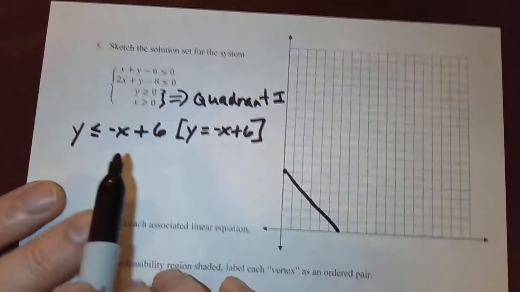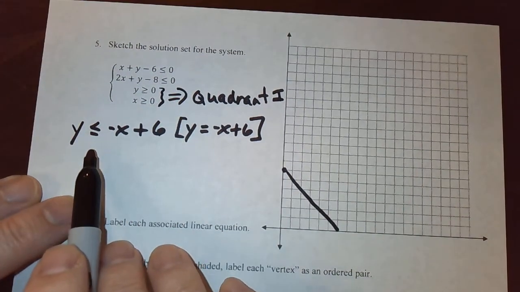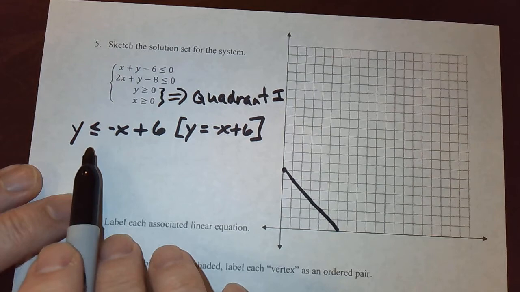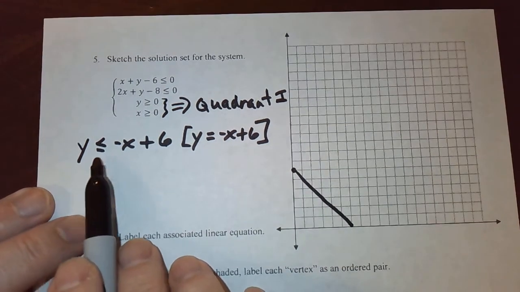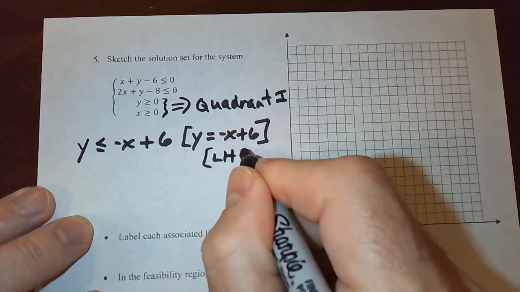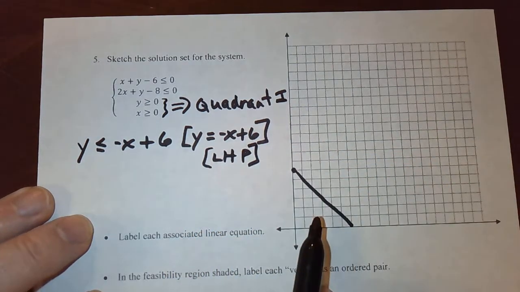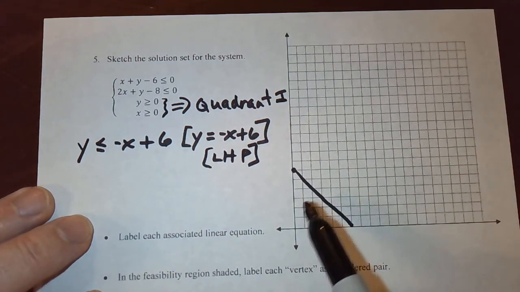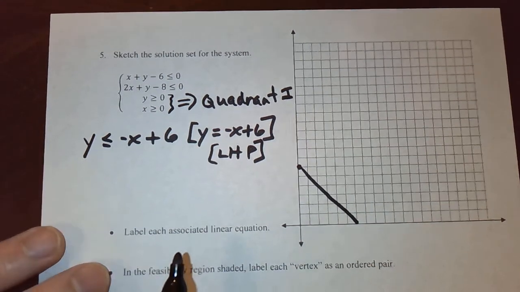Okay, and which half plane are we going to shade, upper or lower? Well, since it's y less or equal, we're going to shade the lower half plane. And I'm going to wait to shade it, but we'll make a note. Just remember, we need to shade the lower half plane.